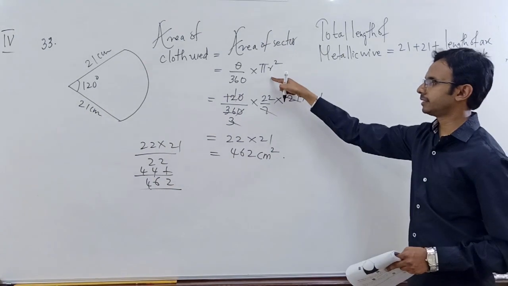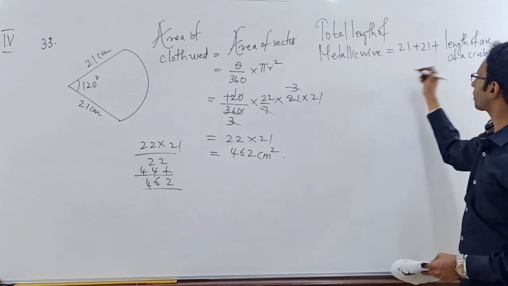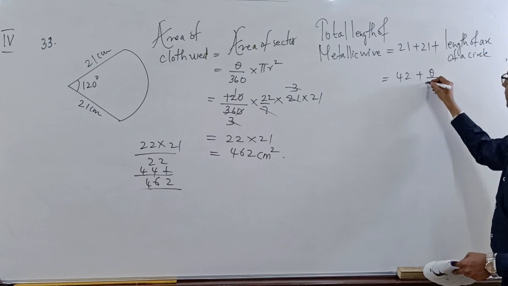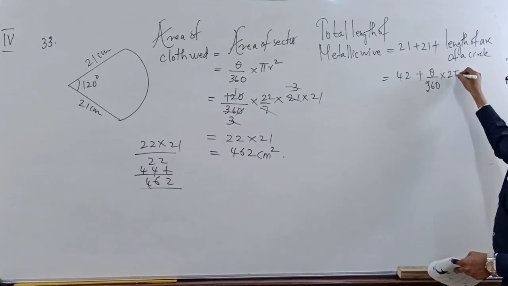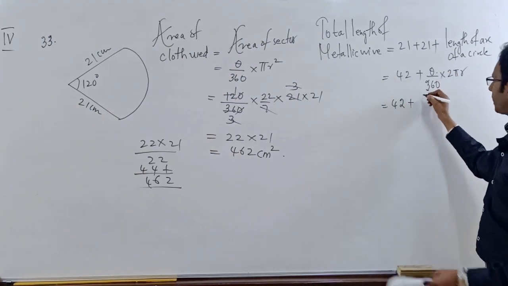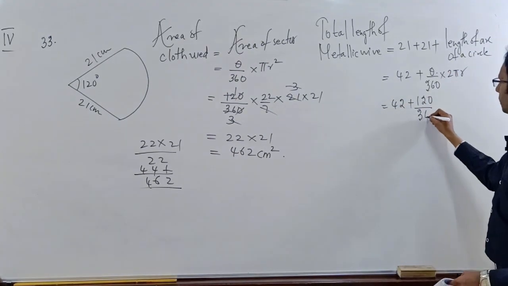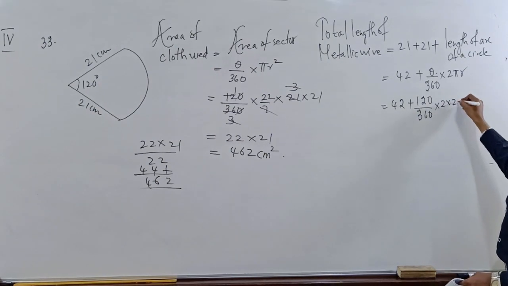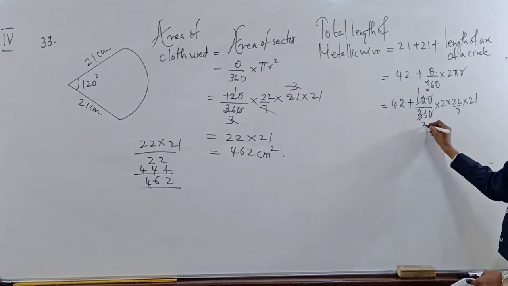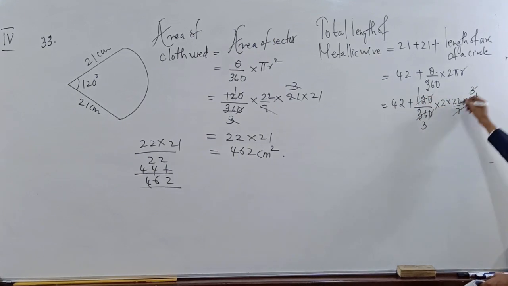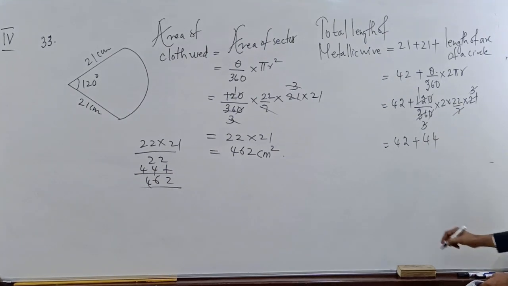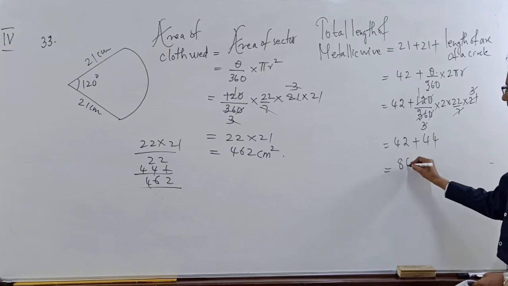Area of a sector formula is theta by 360 into pi r square, but length of arc of a circle formula is theta divided by 360 into 2 pi r, which is the circumference of the circle. So you get 42 plus theta is given as 120 degree, 360, by default pi is 22 by 7, radius is 21. So 0 0 cancels, 12 1s are 12, 3s are 36, 7 3s are 21, 3 and 3 also go. You get 42 plus 2 into 22 is 44. So if you add this, you get 86 centimeter.